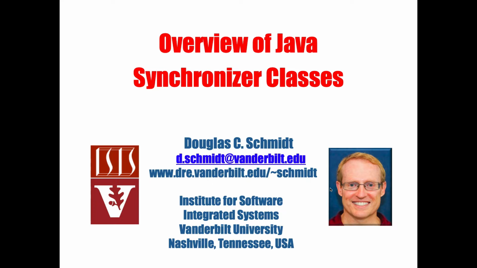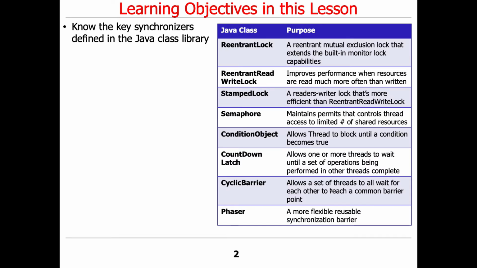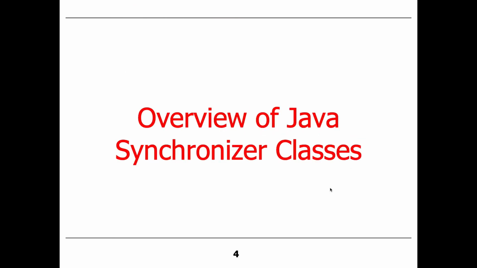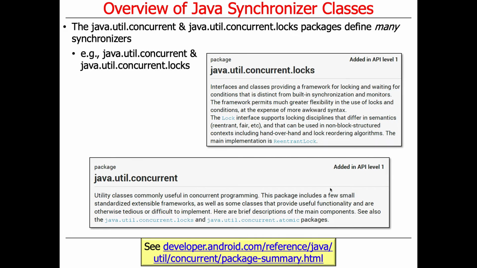So what I want to do here is give an overview of Java Synchronizer Classes, a big picture view, and then we're going to start talking about one example of synchronizers in Java, which is Java semaphores, which you'll also need for the next assignment. So there's a whole bunch of synchronizers that are defined in the Java class library. We're going to quickly go through all of them right now, just enough so you get a big picture view, and then we're also going to talk about some of the usage considerations, choosing between all the different synchronizers for your programs.